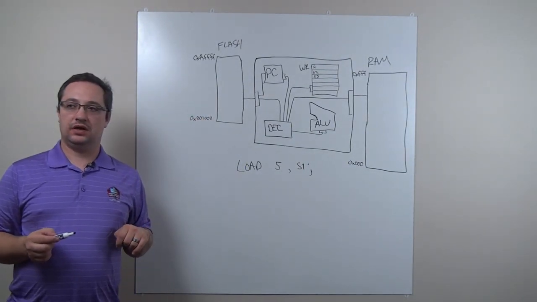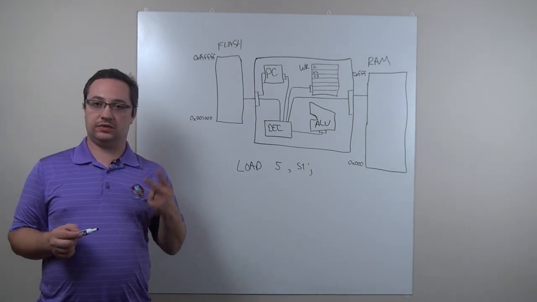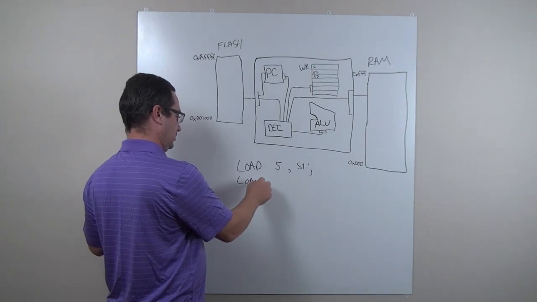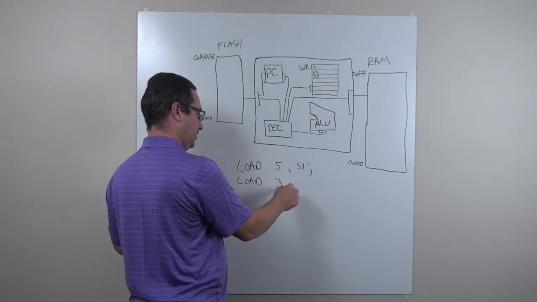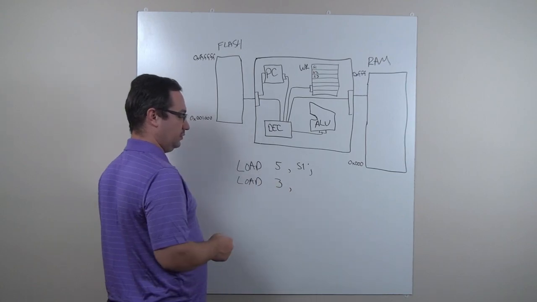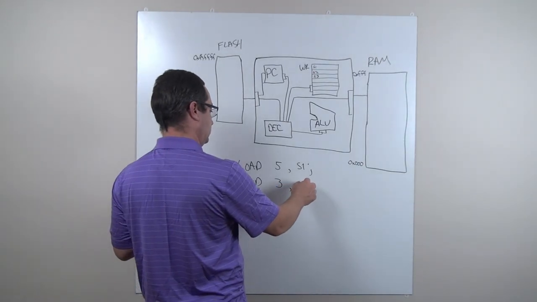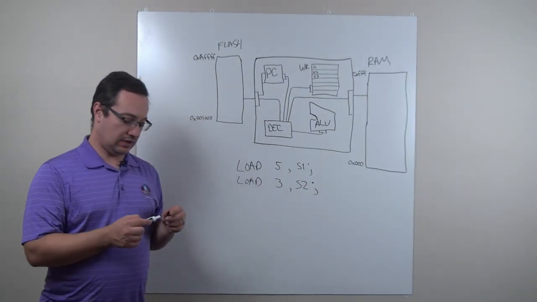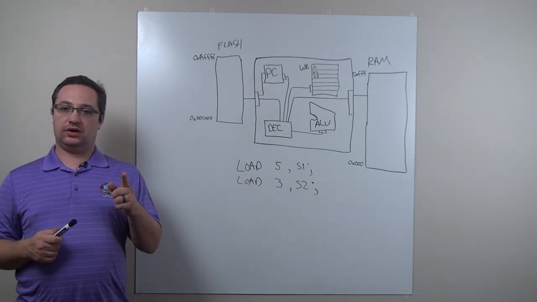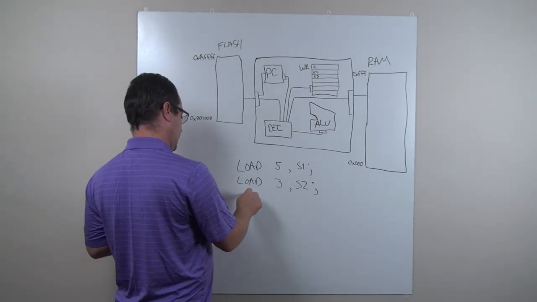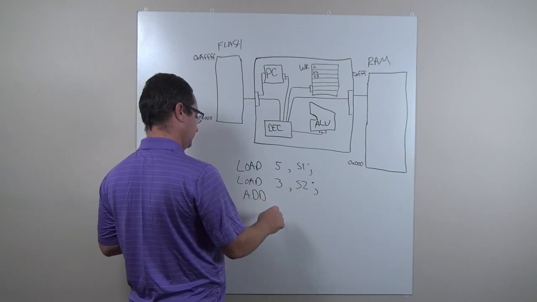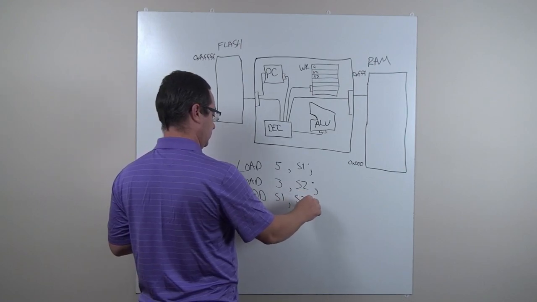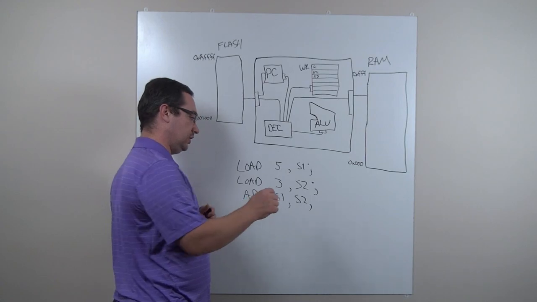Like that. Now, if we want to add things together, we always have to add two things. So we need a second load instruction. And let's say we're going to add the number 3 to the number 5, but we have to load it, and so the second instruction is going to be to load the number 3 into S2. Like that. And only then can we add S1 to S2, and we're going to store it in S3.